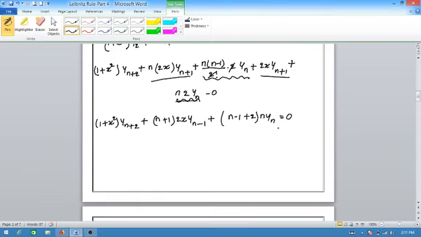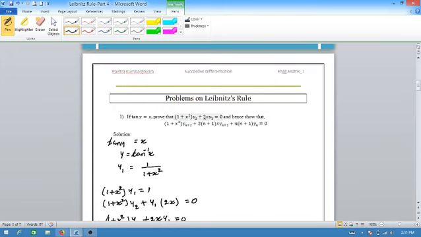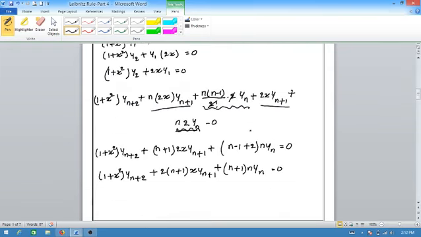So that is (1 plus x square) into y(n plus 2), plus 2 into (n plus 1) x y(n plus 1), plus n minus 1 plus 2 is n plus 1, n into (n plus 1) yn is equal to 0. So this is the result: (2n plus 1) x into y(n plus 1), n into (n plus 1) yn. Okay. So this is the first problem.